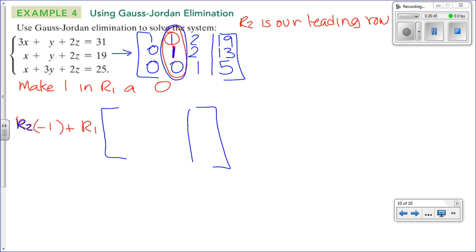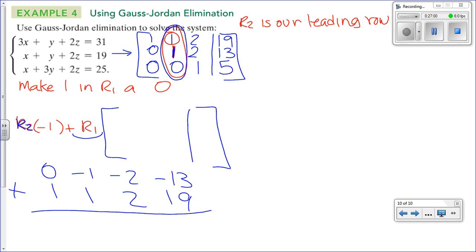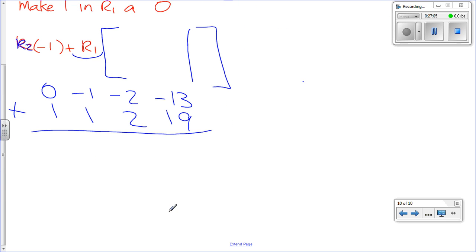So R2 times -1, just quickly, this is R2, right? So it's going to be the opposite signs: 0, -1, -2, and -13. Now we add R1, so that will be 1, 1, 2, and 19. So if we do that, we will get 1, 0, 0, 19 minus 13 is 6. So that will be our new R1: 1, 0, 0, 6.